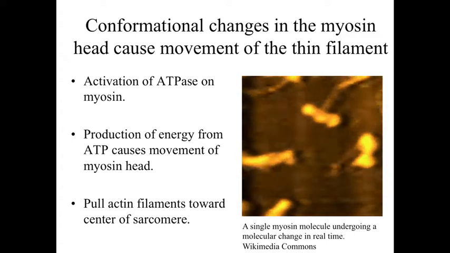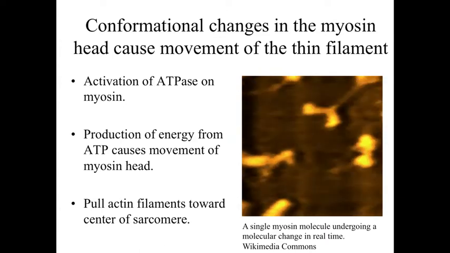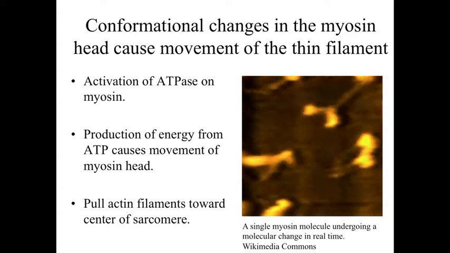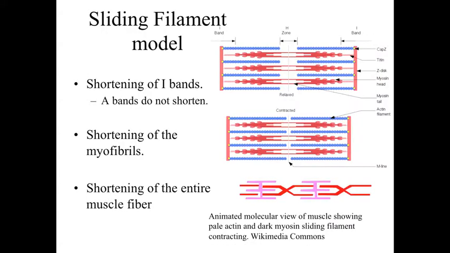And so we need ATP, we need the binding of the myosin to the actin, but in doing so, that's going to allow that interaction, and that conformational change, that shape change, is going to allow the movement of the actin and myosin in relationship to one another. Okay, so what we're going to have then is referred to as the sliding filament model.